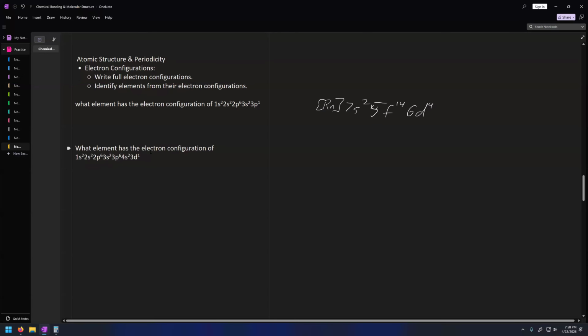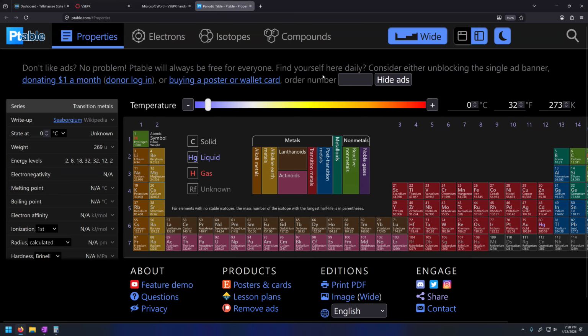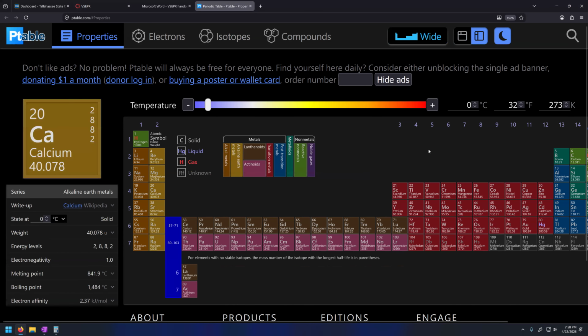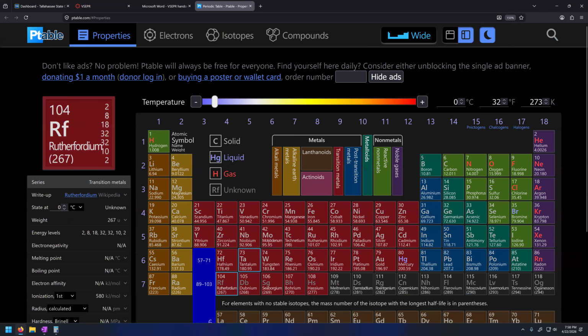Okay, back to a more reasonable example though. 1s2, 2s2, 2p6, 3s2, 3p6, 4s2, and then 3d1. I'm going to zero in on that 3d1. As I mentioned a little bit ago, and we'll switch back to the classic view, the d electrons start with 3d, and so 3d1 would be describing scandium here. There you have it.